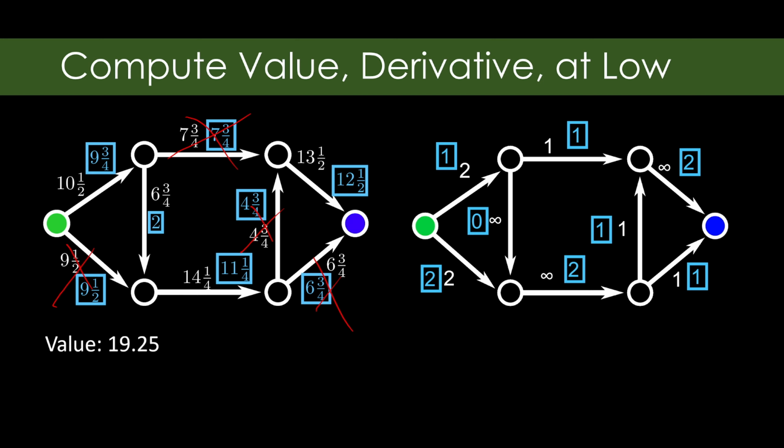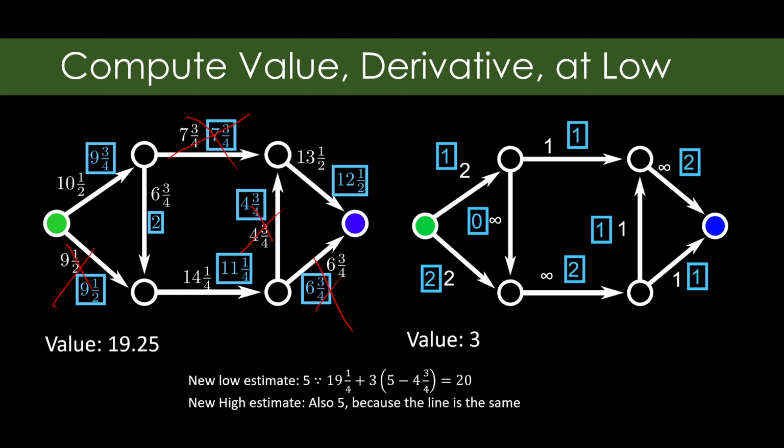And hey look, we actually get something that looks pretty good. So let's see. I think that flow is 3. Yeah, value is 3. So now we can compute the low estimate. Well, it's 5 because 19 and a quarter plus 3 times 5 minus 4 and 3/4, which is 19 over 4, well, that's 20. So again, the same idea. We have this little minus the x we're starting at, and our high estimate is also 5. This comes out because we compute that 19 and a quarter to 21.5.